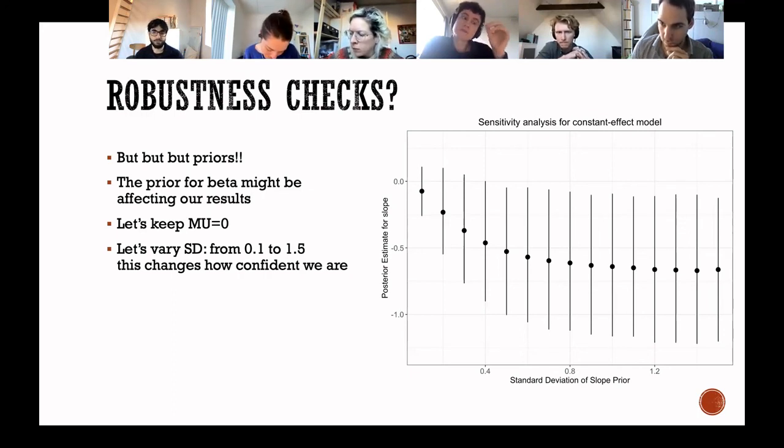Some people prefer to go to the region of stability, right? And that's also very legitimate. Just report the robustness check so people can actually see for themselves the effect of your prior choice. Does that make sense? Good.